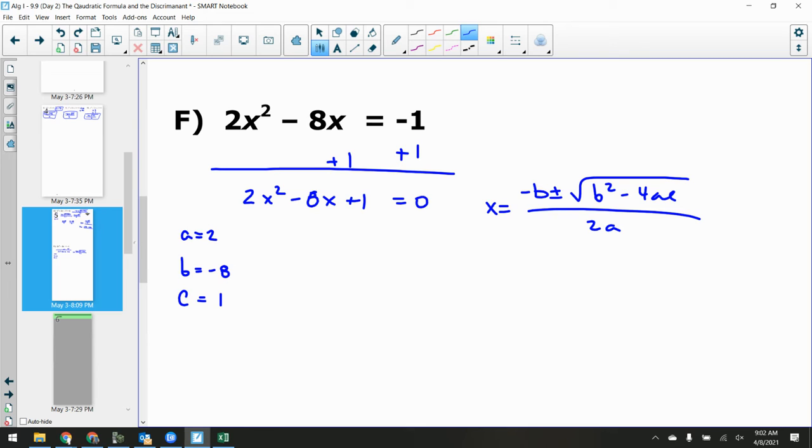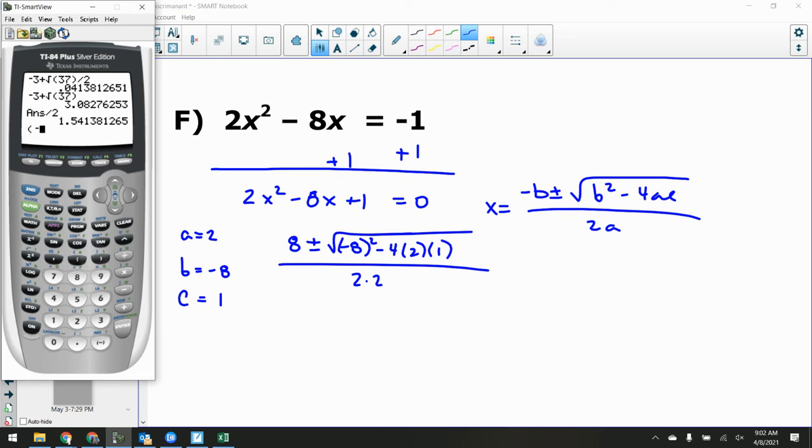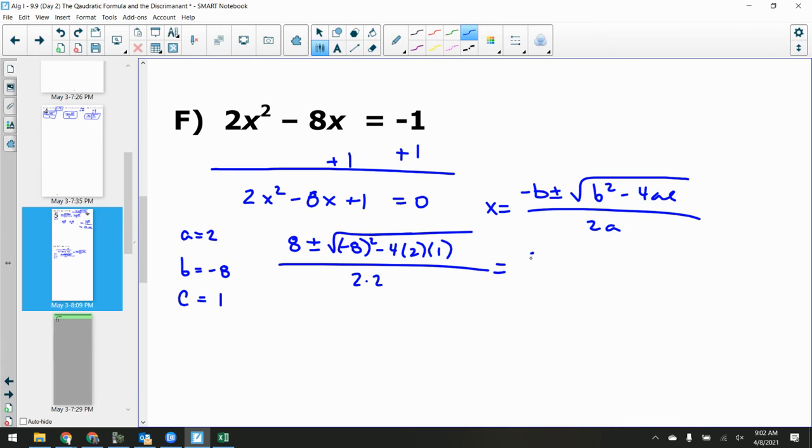All right, so it's the opposite of b. So negative 8 turns positive 8. B squared is negative 8 squared. Be careful with that one because it's a negative squared. It's like what Mr. Spottelson was talking about. Use parentheses. Minus 4 times a times c, all divided by 2 times 2. Okay, so we go underneath the house. Negative 8 squared minus 4 times 2 times 1.